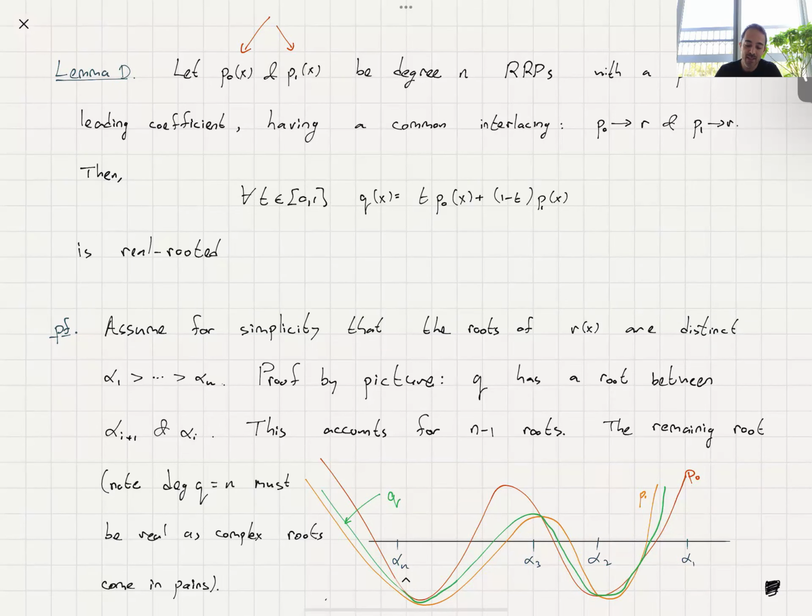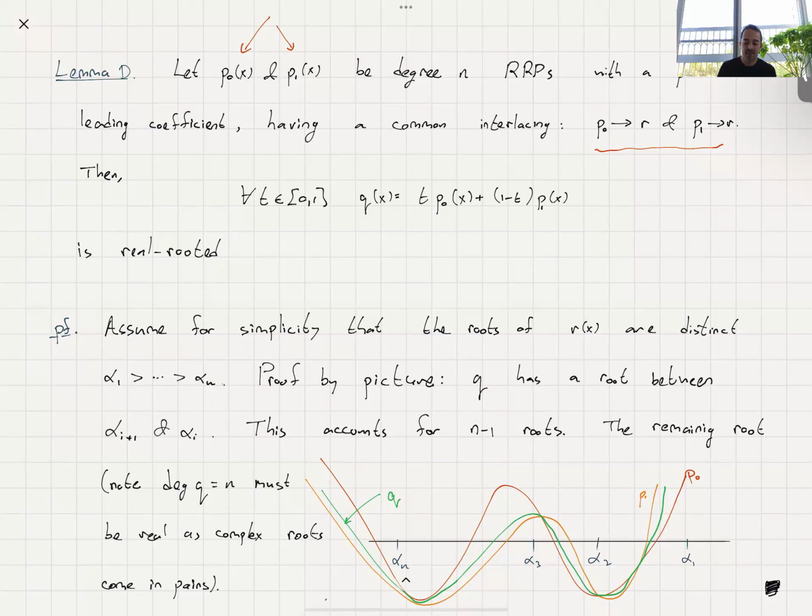And let's assume, and that's the point, that they have a common interlacing. So here I'm kind of assuming that the interlacing is from the left, but it doesn't really matter. But they have a common interlacing. So there is a third polynomial R that interlaces both of them.